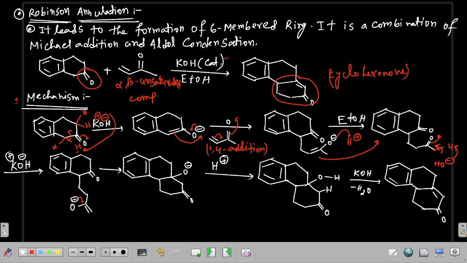This enolate undergoes cyclization by attacking this carbonyl carbon, and it will form a six-membered ring. This O minus will abstract the proton from the system, and it will form the aldol product. In presence of another equivalent of base, it will abstract this proton and it leads to the removal of the OH minus. That is, overall it will remove H2O and it leads to the formation of this cyclohexenone derivative.